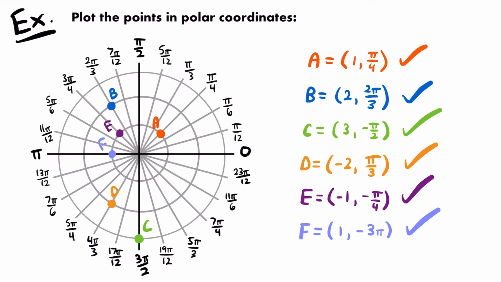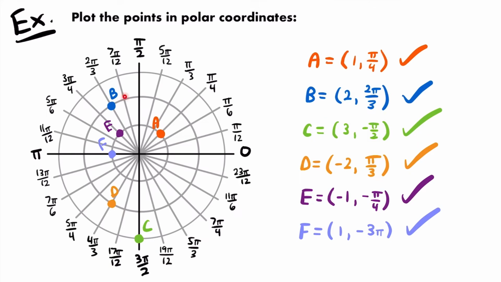Now you might have noticed, as we were plotting these points, that it's going to be possible for us to represent the same point multiple ways with polar coordinates, right? For example, point E right here, this was -1, -pi divided by 4, but we could also find E by just measuring this angle right here, which is 3 pi divided by 4, and then using that radius of 1, right? We could represent that point E with a completely different coordinate point, where we have a positive radius of 1 and a positive angle of 3 pi divided by 4. That's going to take us to that same point.